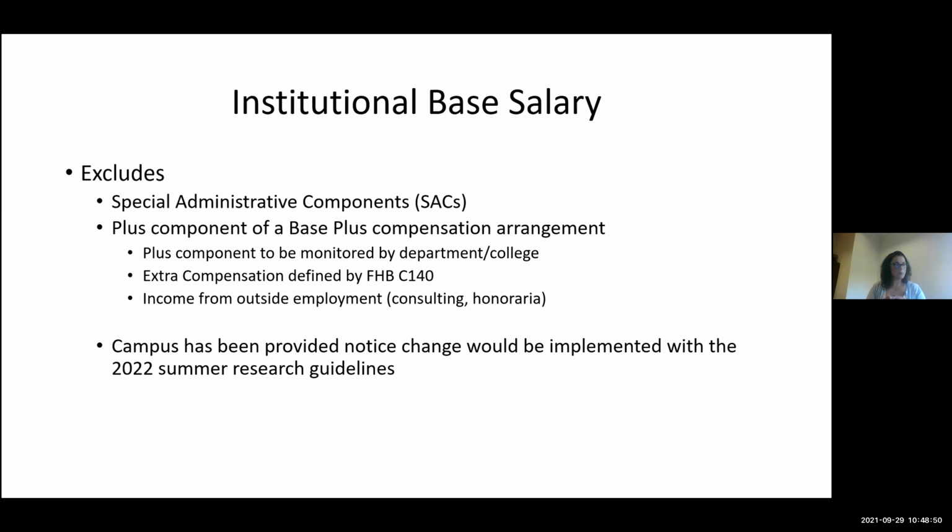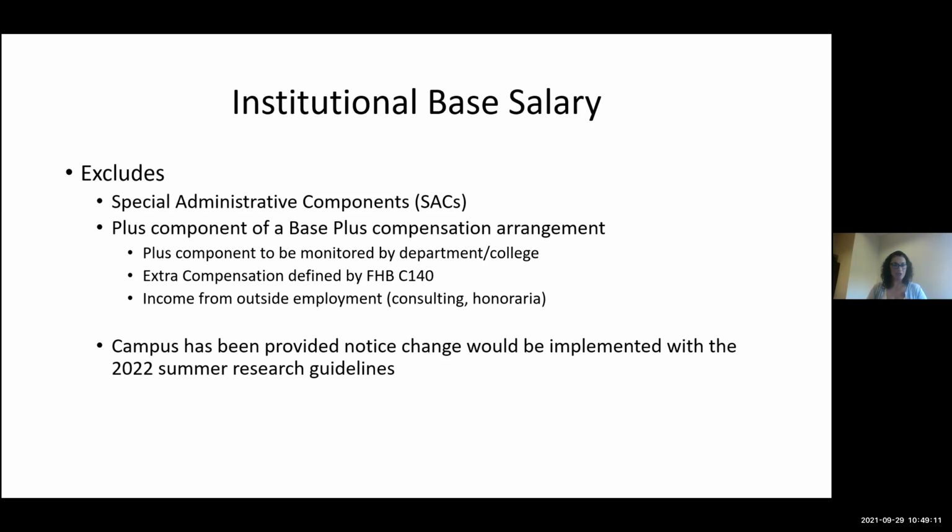Now, the thing to keep in mind with that is that the plus, it's very hard for us, like me, to identify what that is because it just looks like their base salary in reports or things. And so it's really incumbent on departments and colleges to track who is on these arrangements and what their underlying 9-month base salary is and what the plus component is.